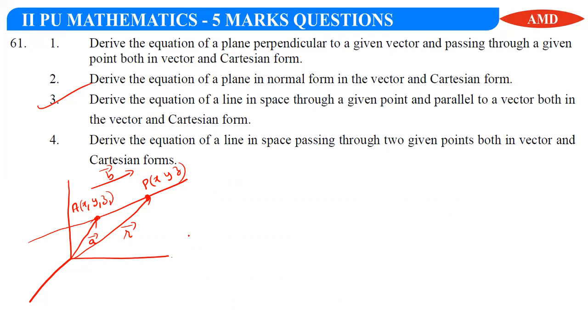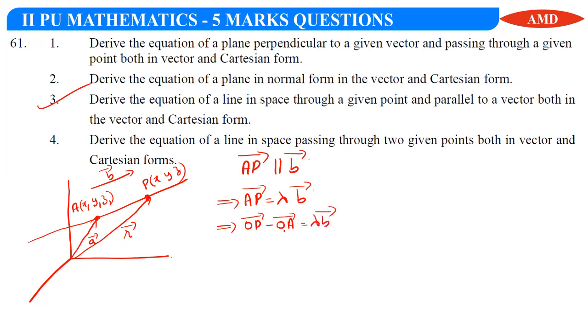Next, from the diagram, it is very clear that the vector AP is parallel to the vector b, isn't it? So this implies vector AP should be equal to some scalar times the vector b. What is vector AP? It is OP minus vector OA, equal to lambda times vector b. OP is vector r, so vector r minus vector a is equal to lambda times vector b. That implies vector r is equal to vector a plus lambda times vector b. This is the vector form.